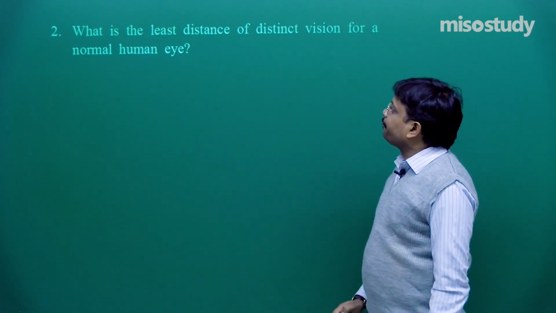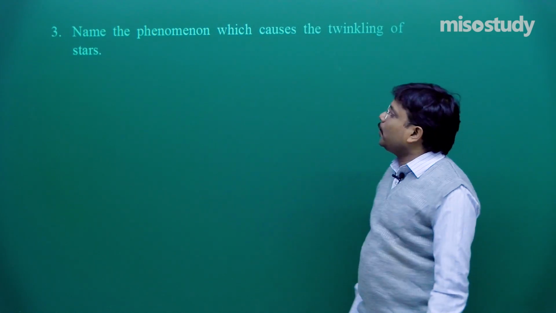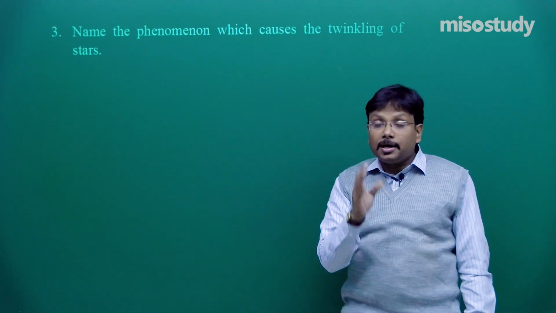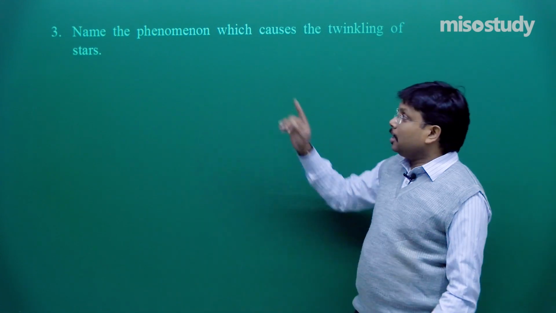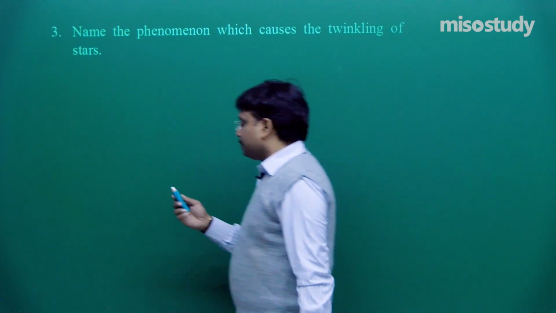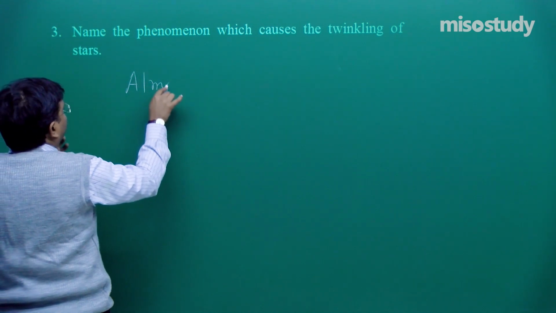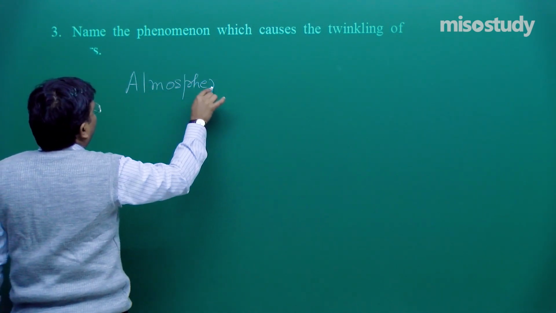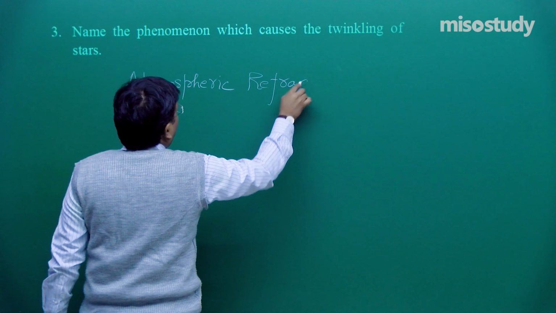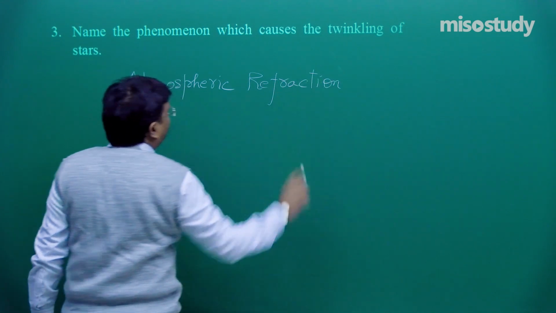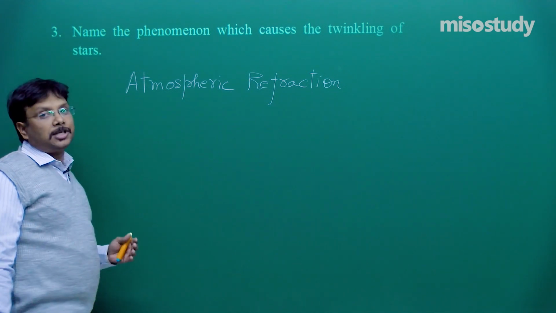Then comes the third question: name the phenomenon which causes the twinkling of stars. Now, this question is again in the category of very short answers. So, twinkling of stars is because of atmospheric refraction. Atmospheric refraction is the cause of twinkling of stars.